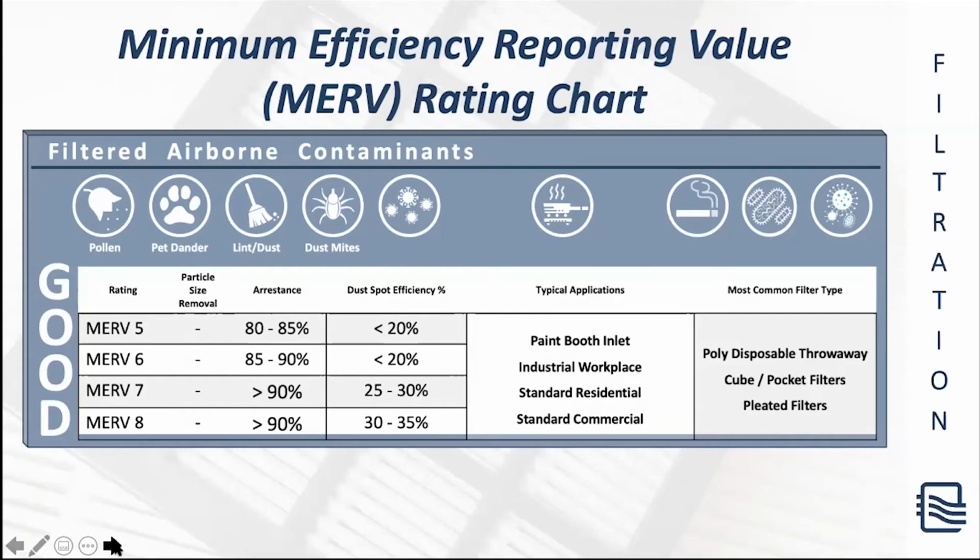And what ASHRAE has given us is what's called a MERV rating chart. MERV stands for minimum efficiency reporting value. All it is is a way to determine how efficient an air filter is at capturing particles of particular sizes. Now, in particular, when we look at what we're seeing right now, MERV 5 through 8, they rate these particles in 3 different size categories. So you have particle size removal, and you notice that there is no rating. That is rated at 0.3 microns. You have arrestance, which is designed for really large particles. And then we see dust spot efficiency, which is designed for some of the smaller particles.